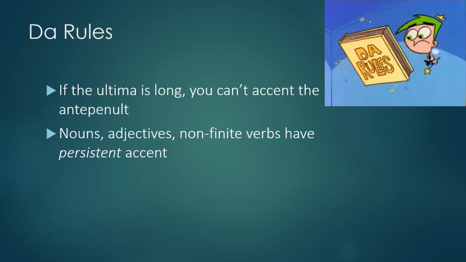Nouns, adjectives, and non-finite verbs have what we call a persistent accent. So for nouns and adjectives, and this includes pronouns, and non-finite verb forms, so the infinitives and the participles, you have to just sort of memorize which syllable gets the accent. And then based on changing endings, you change the position of this accent or the quality, like whether it's an acute or circumflex, only because you have to.